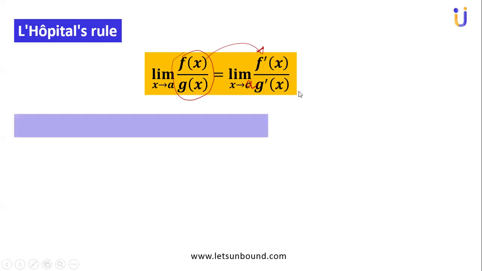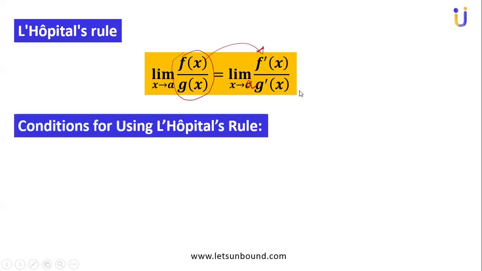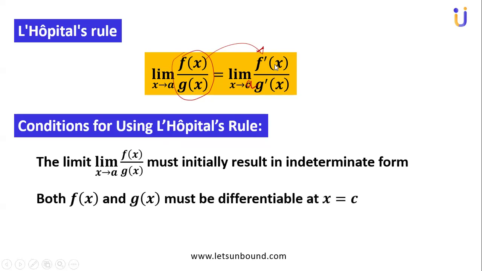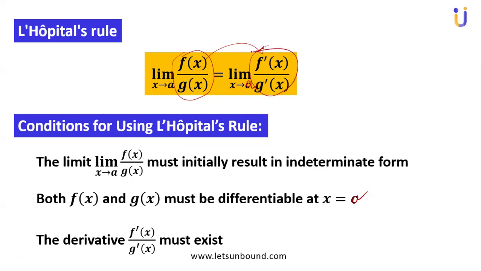The condition is we have to do the direct plugging in first. The limit must initially result in an indeterminate form. In that case, we can use L'Hopital's rule. And both f of x and g of x must be differentiable at the point x is equal to a. The derivative for this must exist. Then yes, we are good to go.